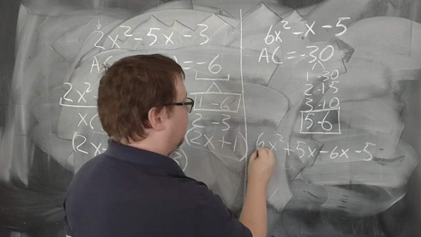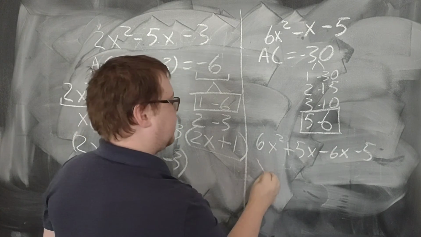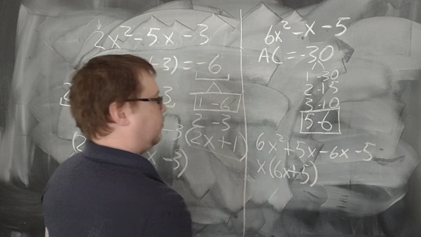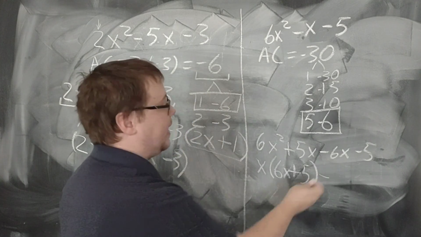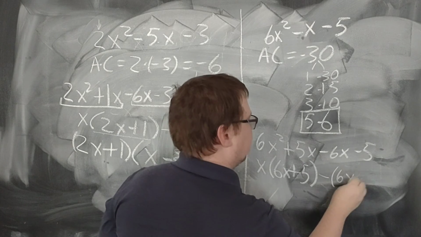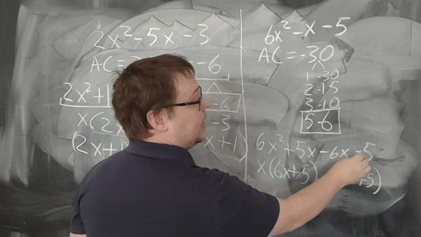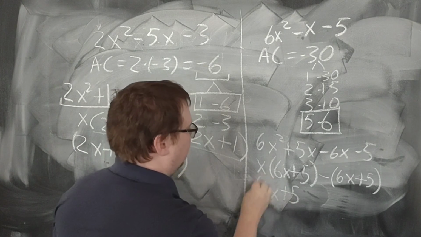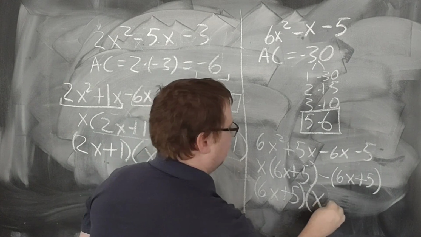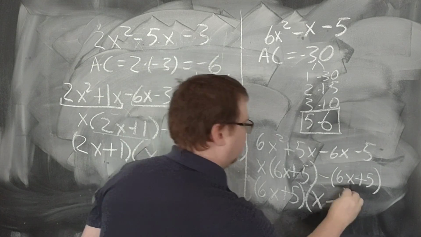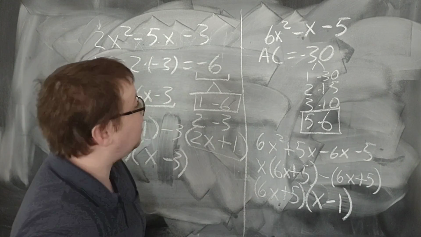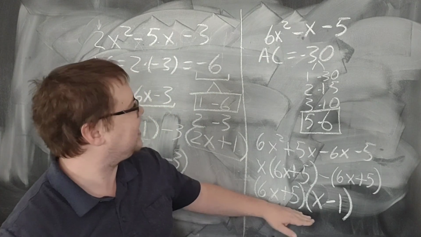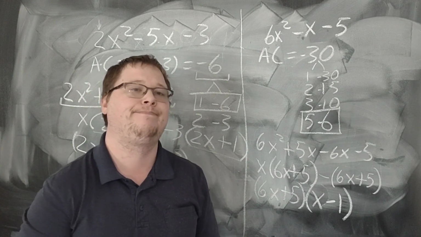We choose the first two terms. Common is just an x, so we're left with 6x plus 5. And over here, all we can pull out is a negative, so we're left with 6x plus 5. Notice we pulled out that negative and changed the sign. And we get 6x plus 5 and x minus 1. I'd say that was actually pretty easy. This problem could have been very difficult, but using AC, it's a lot easier.